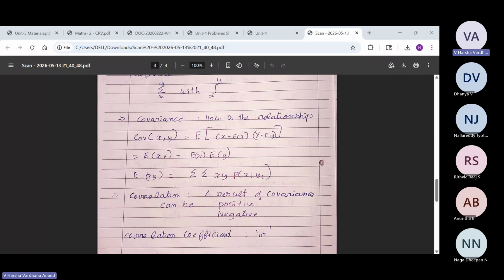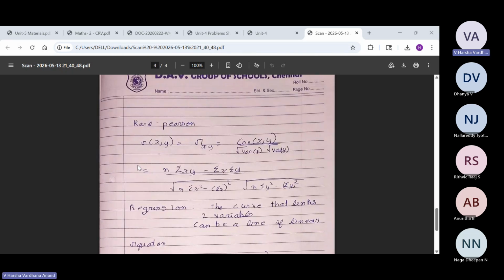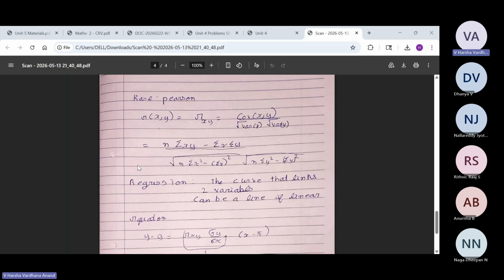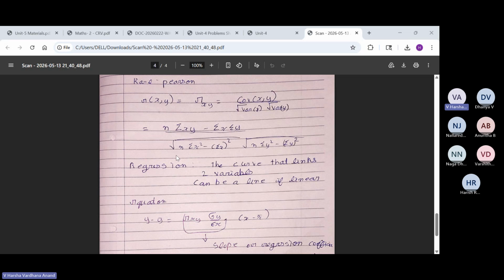So we have a correlation coefficient R. That is the Karl Pearson's coefficient that will be used here. In Karl Pearson's coefficient, R of x comma y, the correlation coefficient between x and y, that is Rxy, is the covariance of x comma y divided by the square root of variance of x into the square root of variance of y. The square root of variance is nothing but the standard deviation, like we saw before. So if we just take it as an equation, this is what will come.